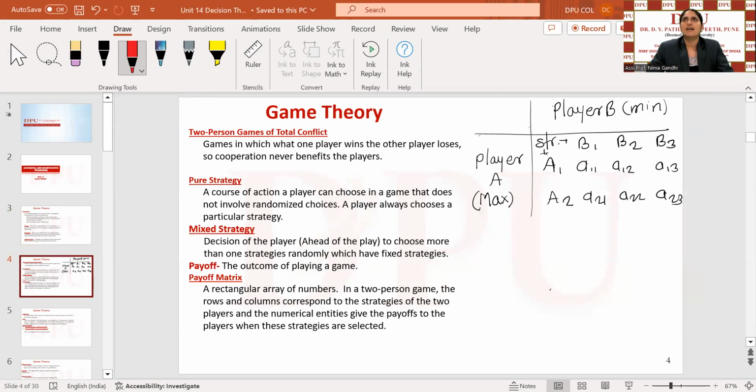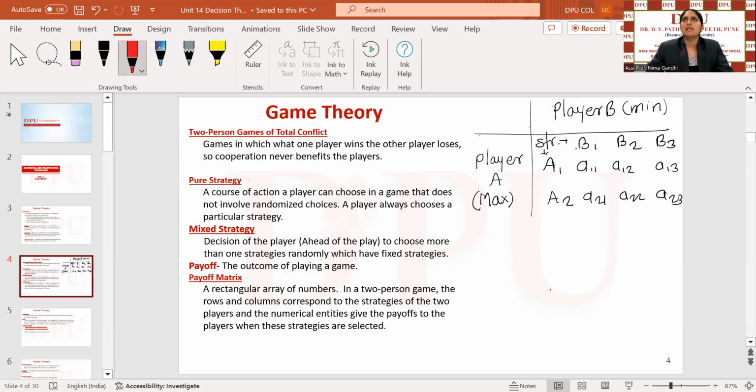So, the two-person game of total conflict. Let's say here we have two players, player A and player B. Why max and min is written, I will explain to you. Let's say this is the game theory matrix. Here you have the strategies b1, b2, b3, a1, a2.